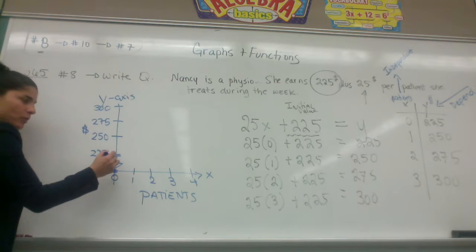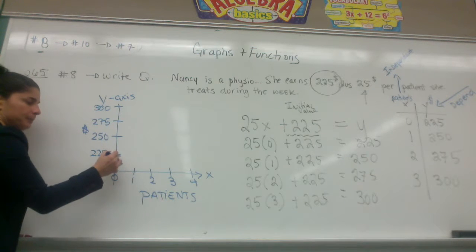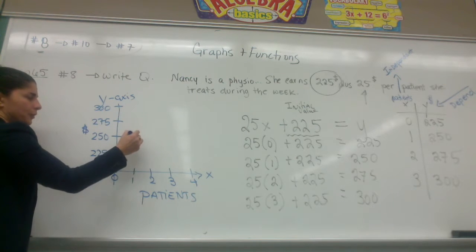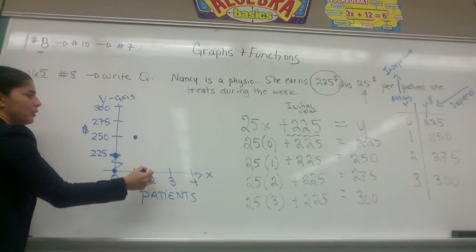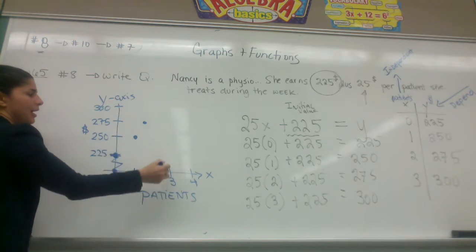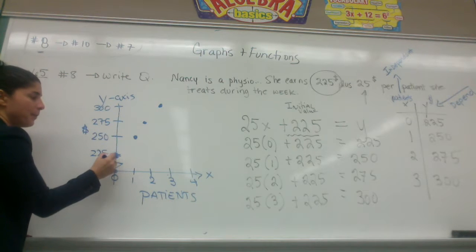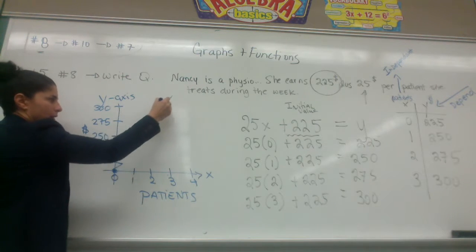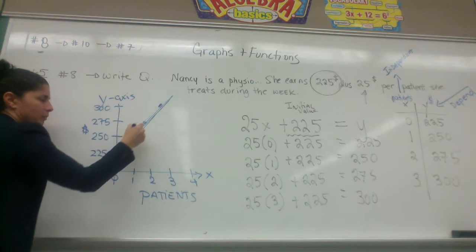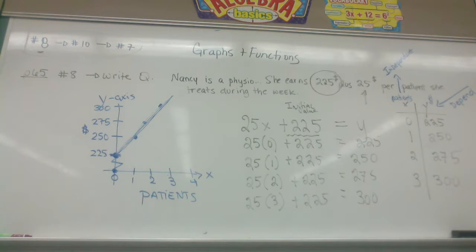So at 0, it's 225. At 1, it's 250. At 2, it's 275. At 3, it's 300. Now, it doesn't look perfect, but it should be a perfect straight line. This is the line I am looking for. This graph could be given to you, and you would have to find the rule from this graph.